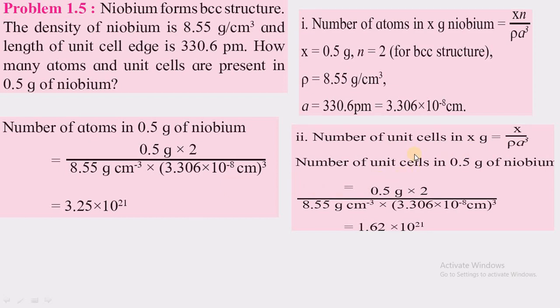Then number of unit cells in x gram. Here the formula used was x into n. You will cancel the n here, only n can be removed, and you will get number of unit cells in x gram, x upon rho into a cube, and hence it is equal to 0.5 into 2, which is not required here, divided by 8.55 gram per centimeter cube into 3.306 into 10 raised to minus 8 centimeter cube, which is equal to 1.62 into 10 raised to 22. Here is a mistake in the textbook, and I have taken it as it is from the textbook. Hence 0.5 gram divided by rho into a cube. Here 2 is by mistake, and hence we will get 1.62 into 10 raised to 21.